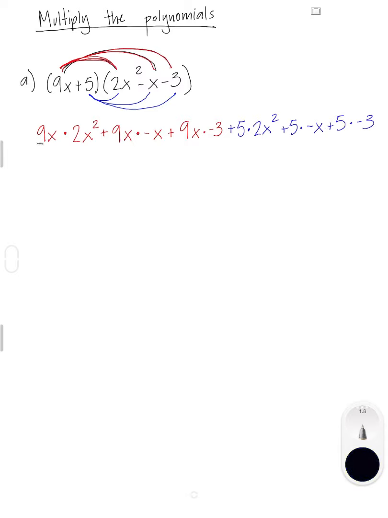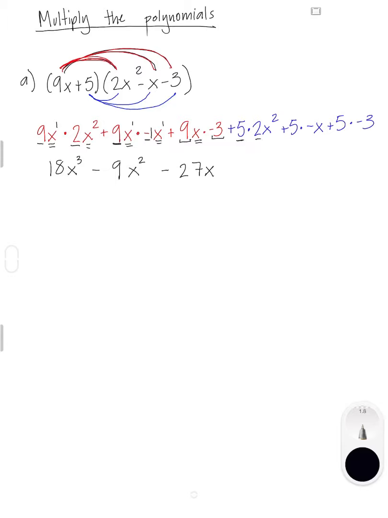So on the first pair, we can see that 9 will multiply 2, which is 18. And then we have x to the first times x to the second. So this will become x to the third power. Then we have 9 times negative 1. There's an invisible 1 right there, so this will be negative 9. And then x times x, both have exponents of 1, so 1 plus 1, x to the second power. Now we have 9 times negative 3, which is negative 27. And then the negative 3 does not have an x, so this x is just going to come down next to the negative 27.